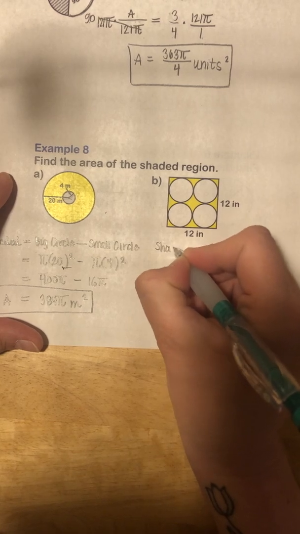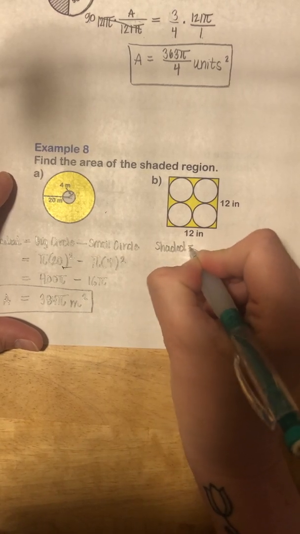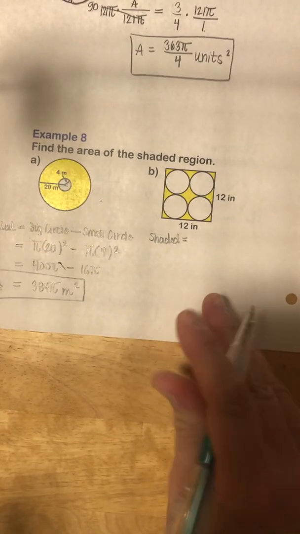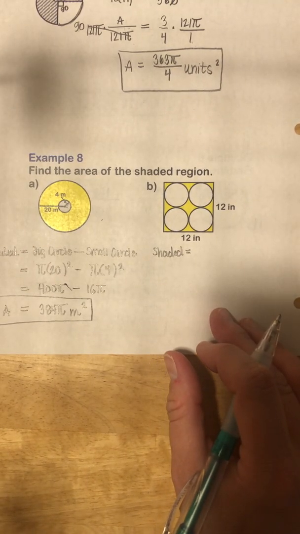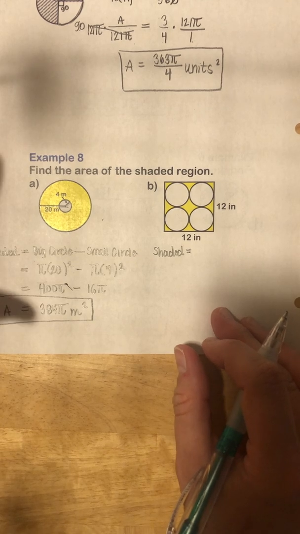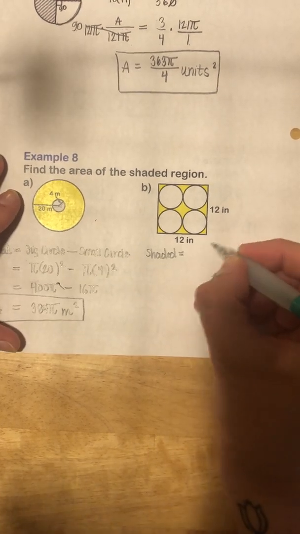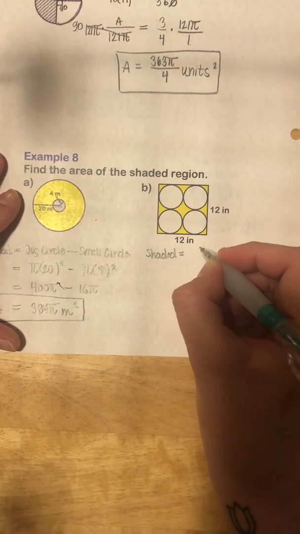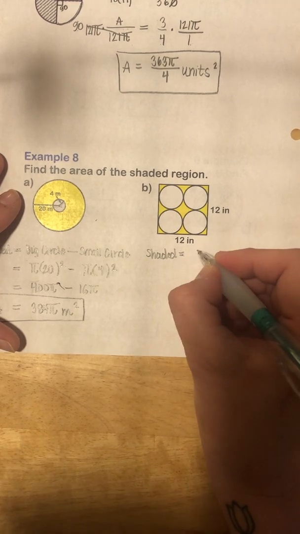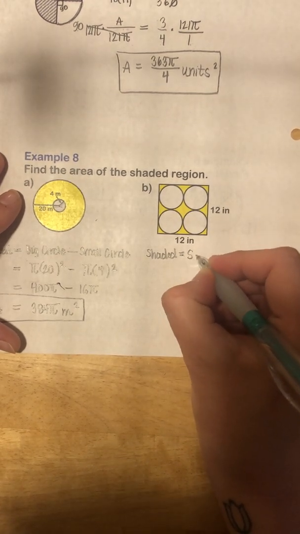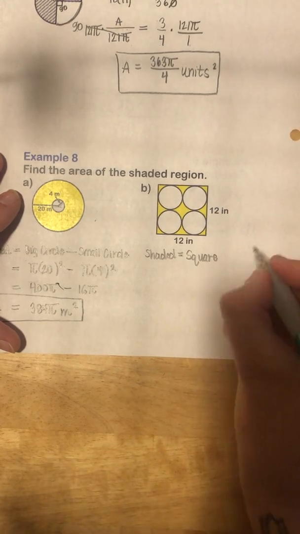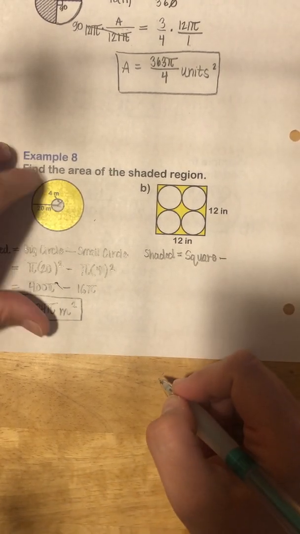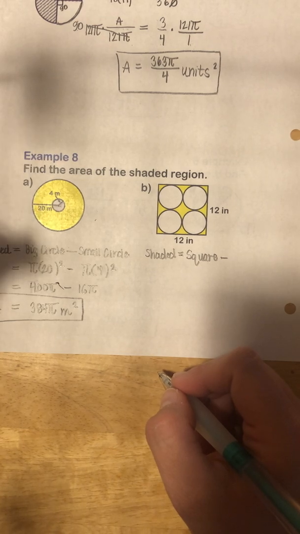So we want, again, the shaded region. Remember over here, we did the big shape and then we subtracted out the little shape because the little shape was the part that was not shaded, it was white. So maybe same idea here. We need the big shape. Well, what is the big shape? It's a square. So we're going to need to find the area of the square, and then we're going to subtract out the white area.